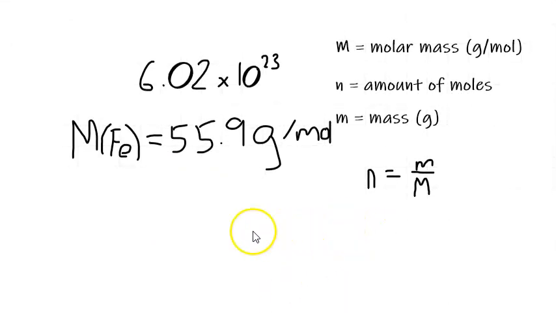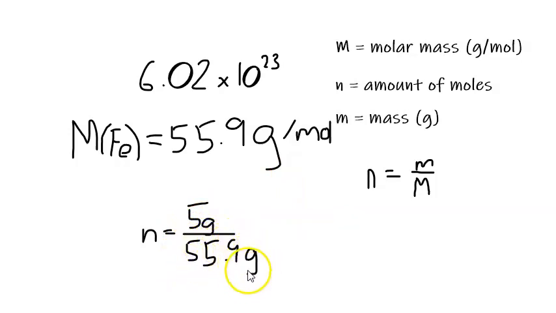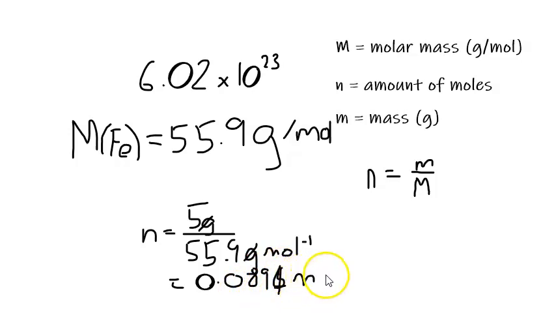So I'll write that out. If n equals 5 grams divided by the molar mass of 55.9 grams per mole, we cross these out, and the grams end up on the top. That gives us a clue as to what the units are. So we have 0.0894, rounded to 3 significant figures, and then the units are simply mole. So instead of saying 0.0894 dozen, we've got 0.0894 mole.